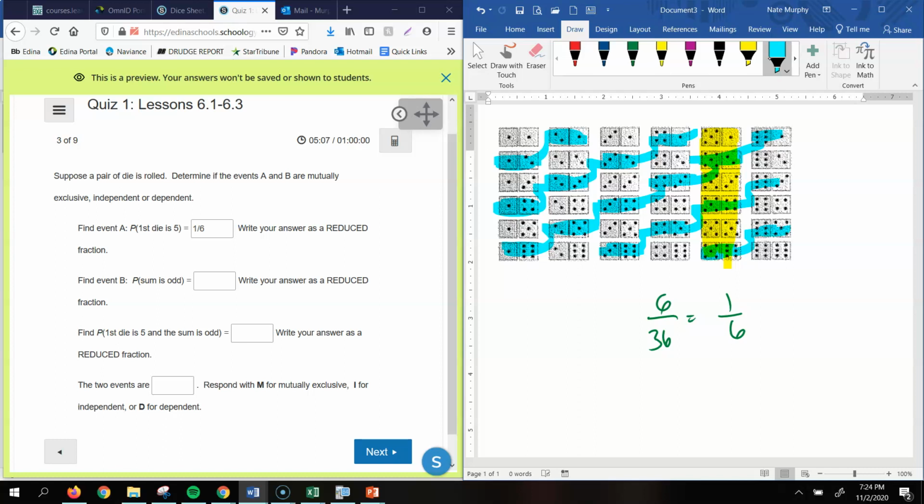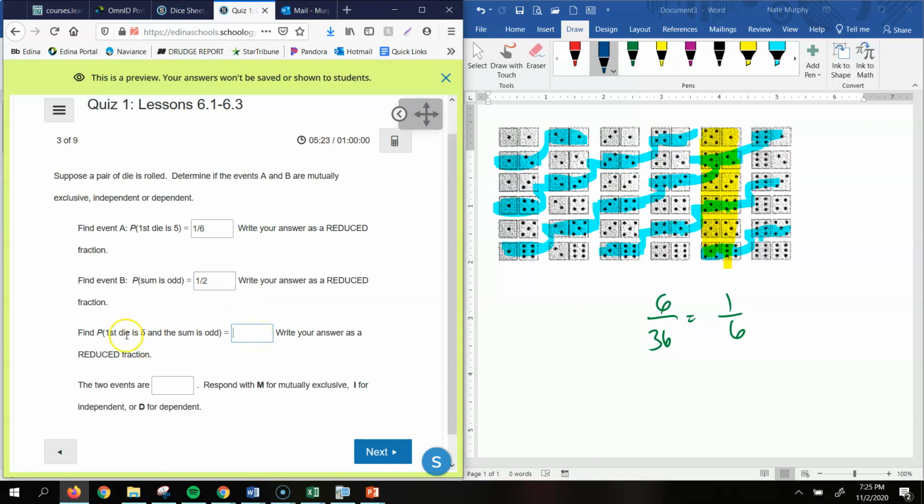Let's just double check. 1, 2, 3, 4, 5, 6, 7, 8, 9, 10, 11, 12, 13, 14, 15, 16, 17, 18. Sure enough, 18 out of 36. We're going to write our answer as a reduced fraction. 18 over 36, like I said, reduces to 1/2.